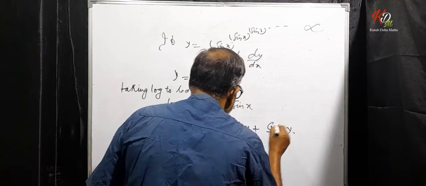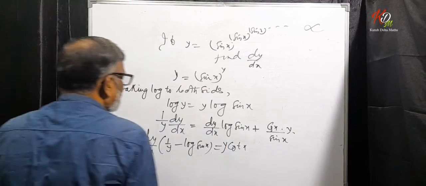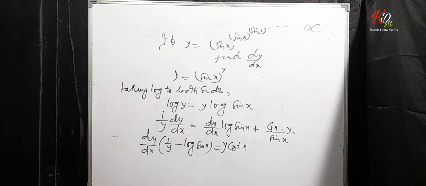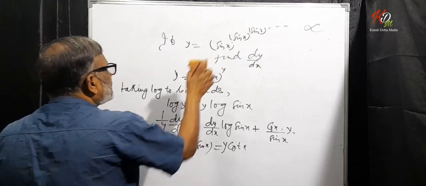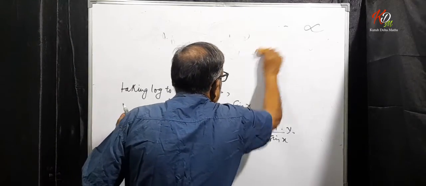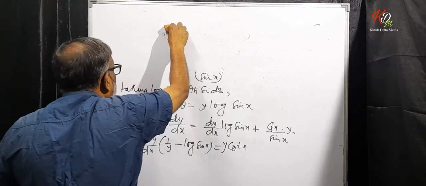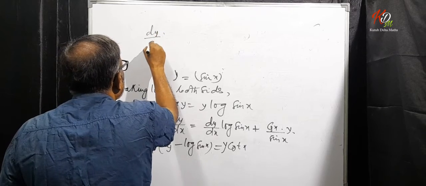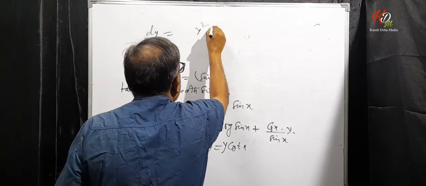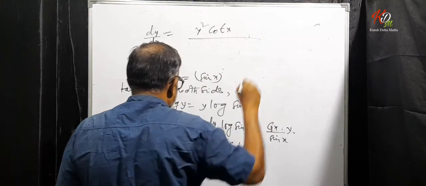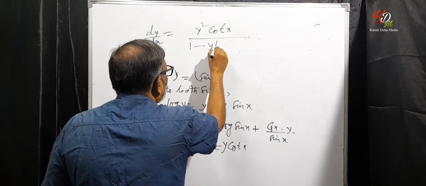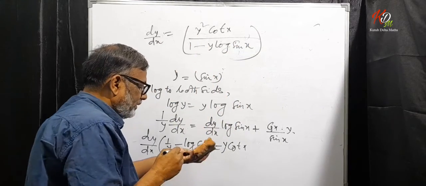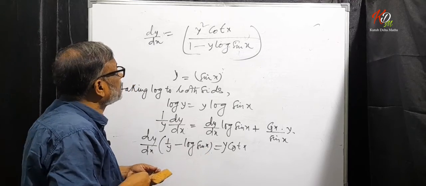Into y. On simplifying this, dy/dx equal to y square cot x by 1 minus y log sin x. This is the value of dy/dx.